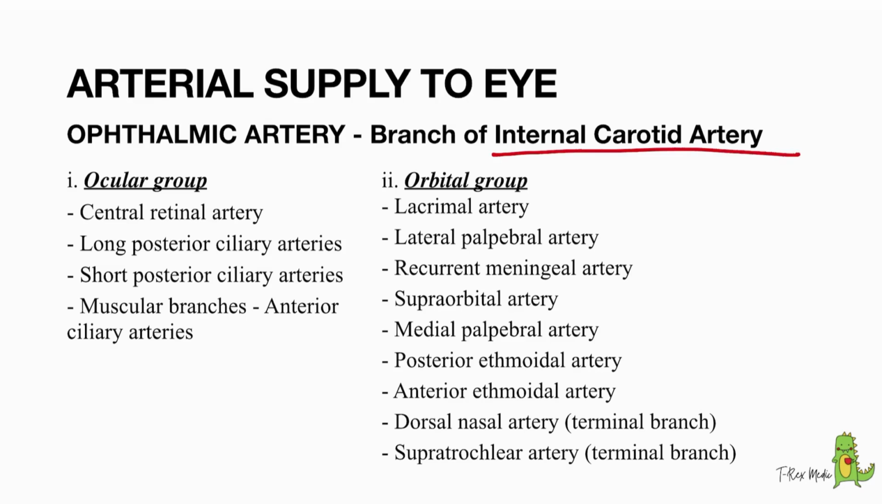So, the ophthalmic artery has an ocular group of branches and an orbital group of branches. The ocular group consists of the central retinal artery, long and short posterior ciliary arteries, and the muscular branches, which give the anterior ciliary arteries. The orbital group consists of the lacrimal artery, lateral palpebral artery, recurrent meningeal artery, supraorbital artery, medial palpebral artery, and the posterior and anterior ethmoidal arteries. The dorsal nasal and the supratrochlear arteries are the terminal branches. They might ask you in viva what the terminal branches of the ophthalmic artery are.